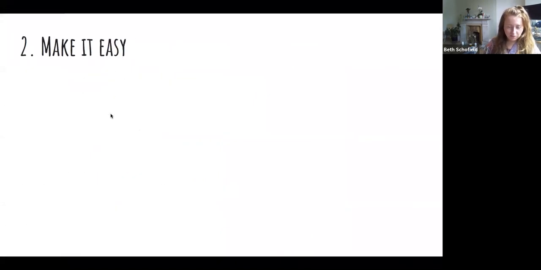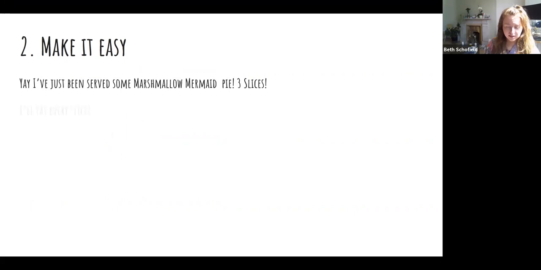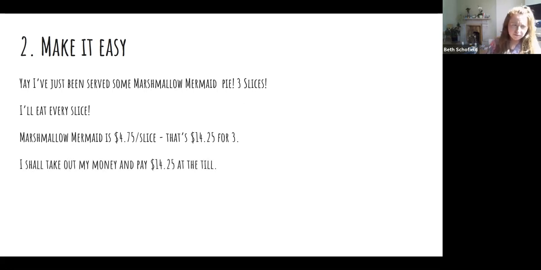So let's see what our next step is, making it easy. Let's see what we've got first. Okay, so we start off exactly the same. I've been served some pie. I've got 3 slices. I'll eat every slice. Yes, that's much better than saying I'll eat slice 1, slice 2, slice 3. It's $4.75 a slice, so this part's the same. I'll take out my money and I'll pay $14.25 at the till. Great. So this is starting to look a bit more normal.